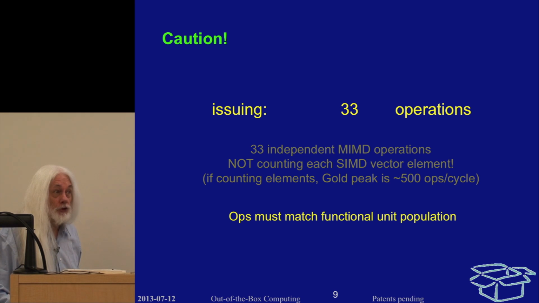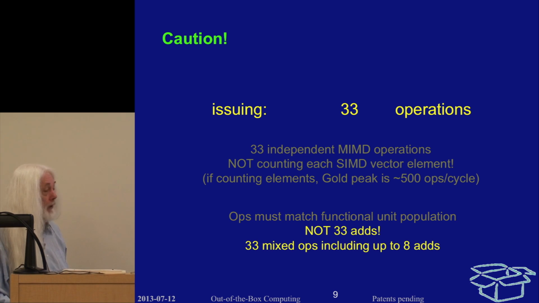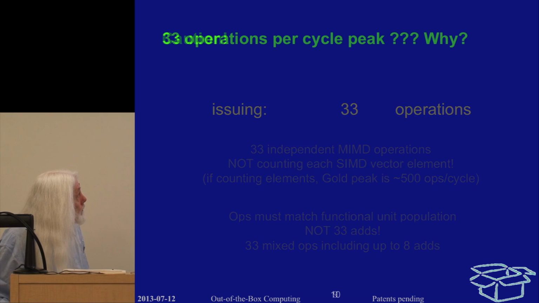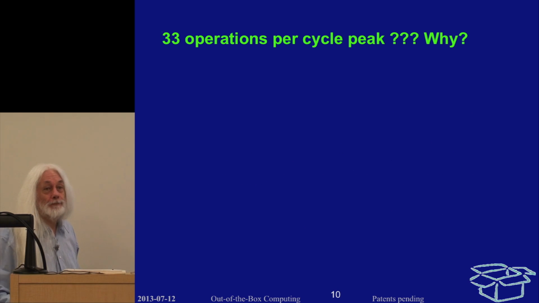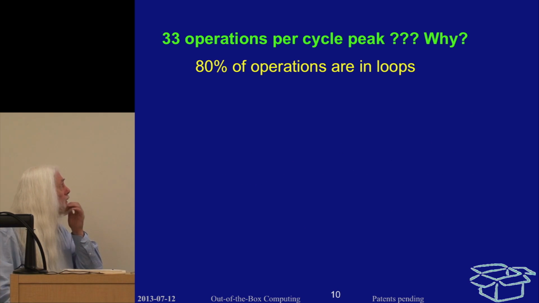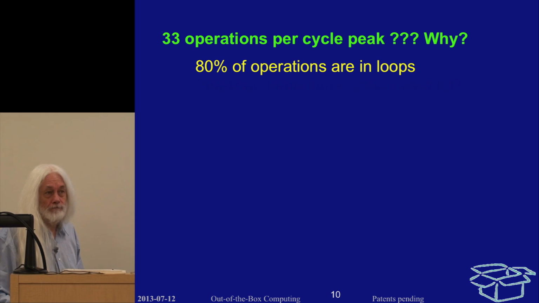Moreover, the operations must match the functional unit population which is present on the chip. That's not 33 adds. It's 33 mix-stops, which on the Gold can include up to 8 adds. So, 33 ops. Why? Well, the great majority of operations in code are in loops.